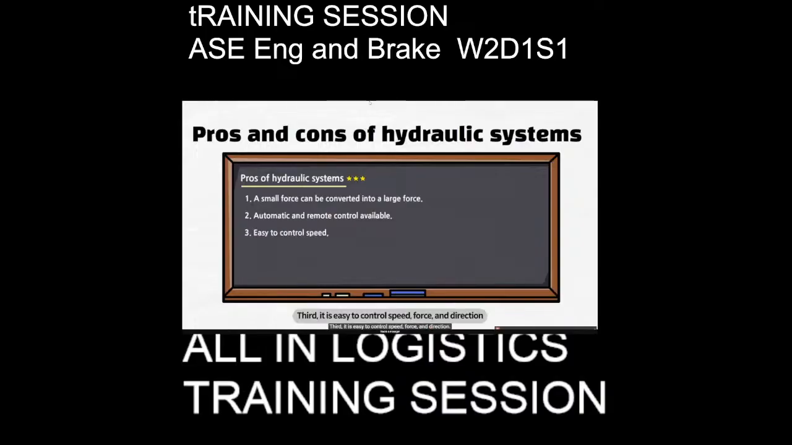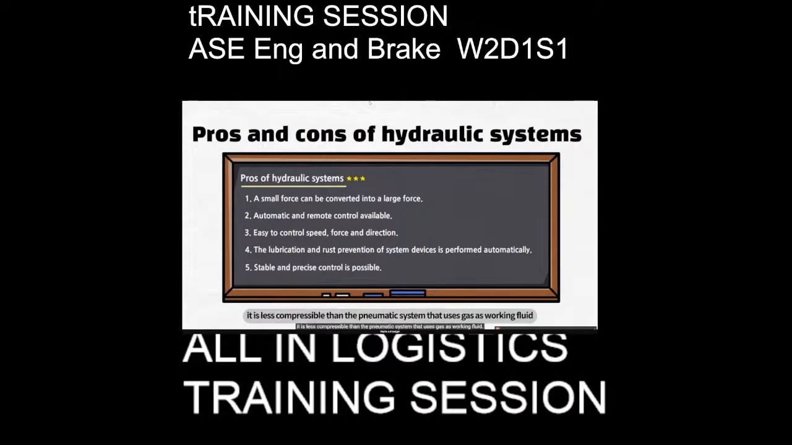Third, it is easy to control speed, force, and direction. This is because the oil circulates to automatically perform lubrication and anti-corrosive actions on the system devices, thereby effectively reducing wear and corrosion problems. Fifth, stable and precise control can be achieved. As liquid is used as working fluid, it is less compressible than the pneumatic system that uses gas as working fluid. Less compressibility also decreases fluid pressure variability, ensuring more precise control.